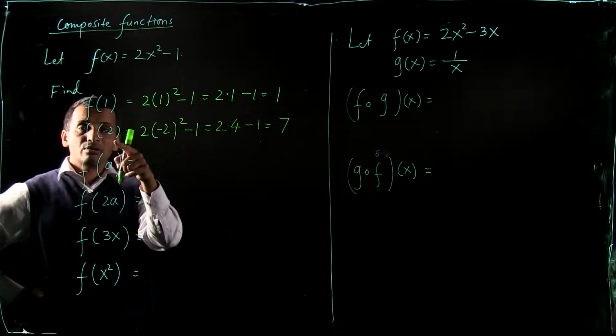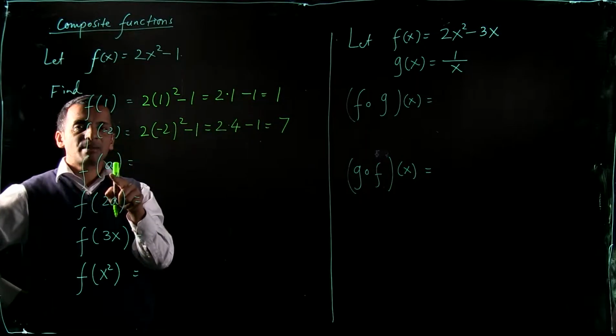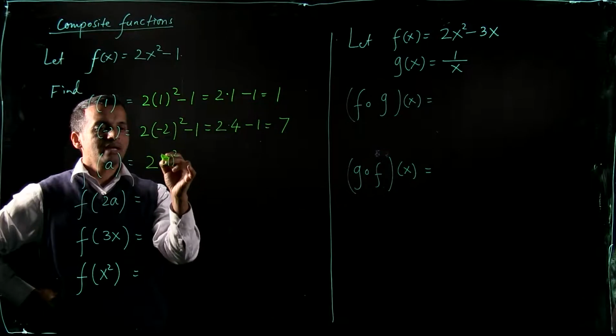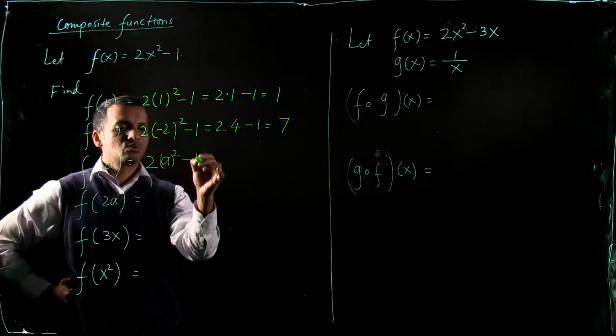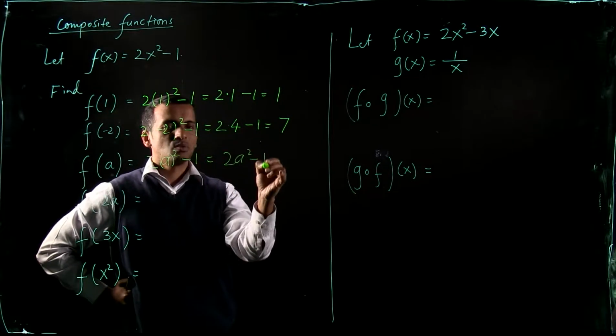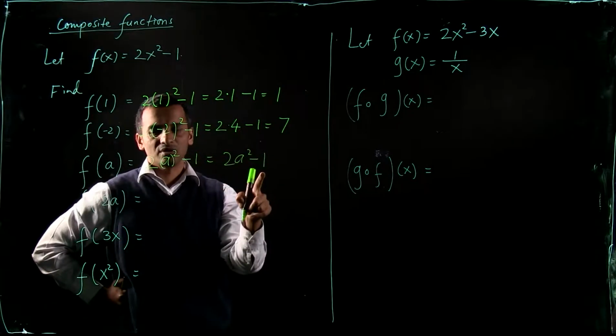How about f at a? Here it's similar to at 1 and negative 2. You replace x by a. What do you get? You get 2 and then a squared, and then minus 1. What is a squared? It is just a squared. So 2a squared minus 1. You cannot simplify it further.